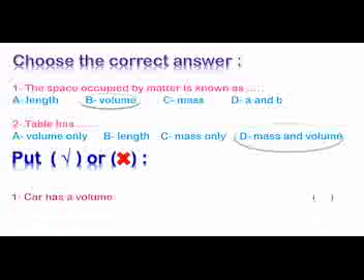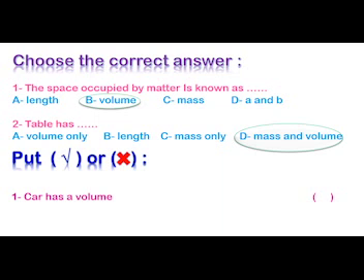Question 2. Put right or wrong. A car has a volume? Right, a car is matter, so it has a volume. This sentence would be wrong if there were the word only.